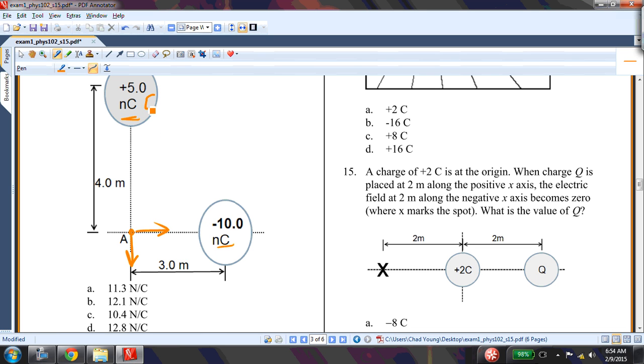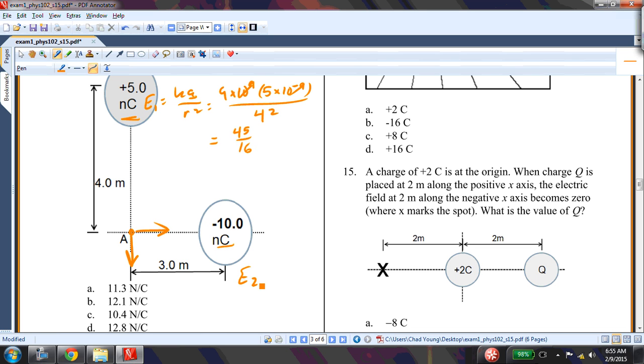Let's do this one. I'll call this one E1. That's kQ over r squared: 9 times 10 to the 9th, times 5 times 10 to the minus 9, divided by 4 squared. Let's see, that cancels. That's 45 over 16. I'll just leave it as a fraction for now.